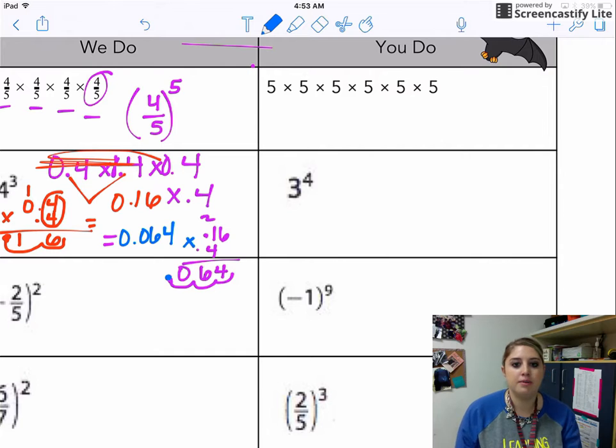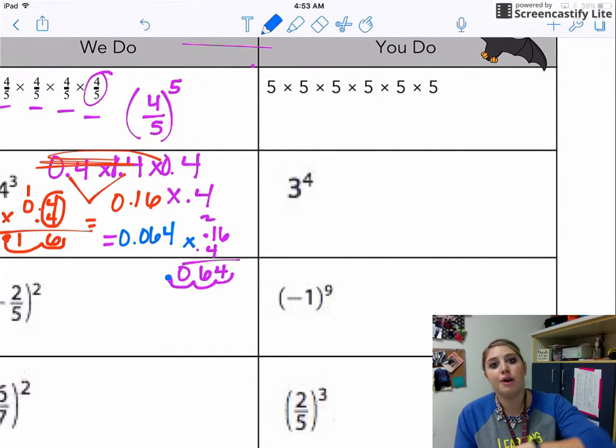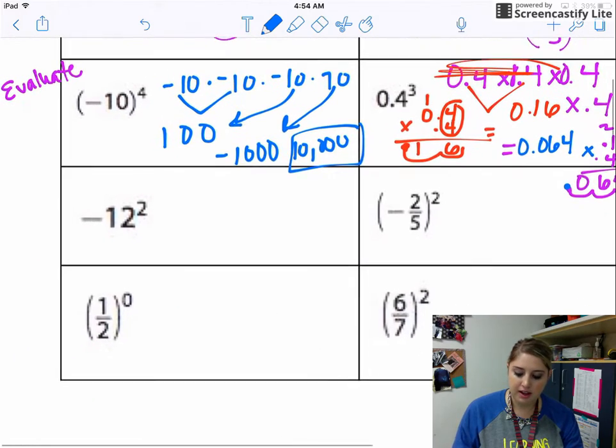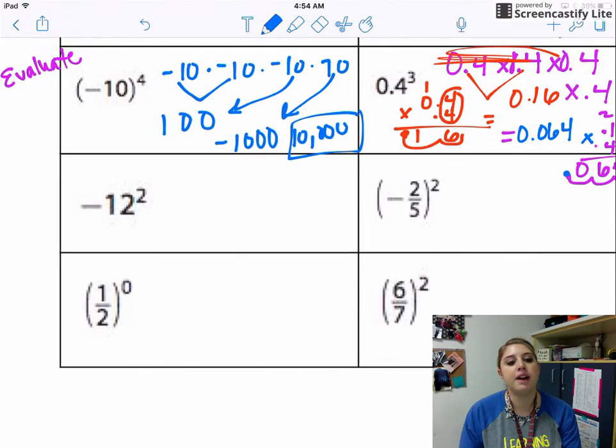All right, this last one, 3 to the 4th, this is all you. So you've got to expand it all the way and multiply it and tell me what it is. So when you get the answer, raise your hand and I'll come check it for you. All right, we've got a couple more to do.